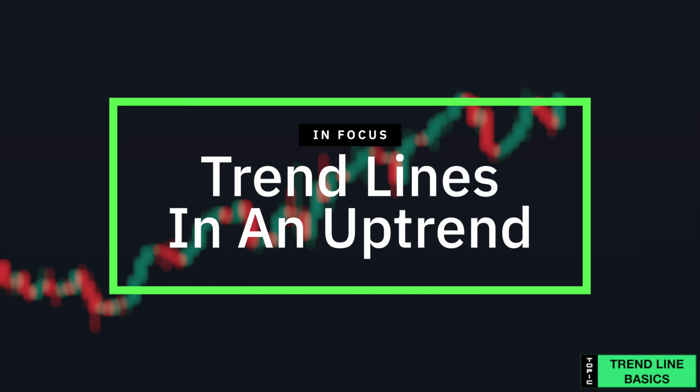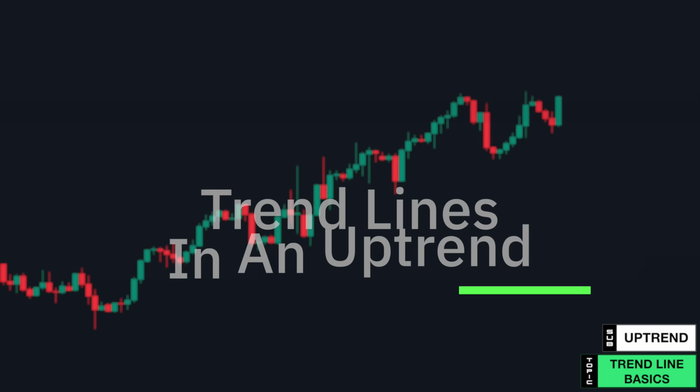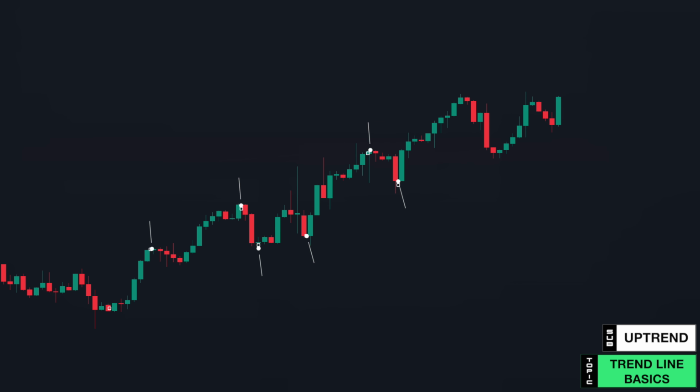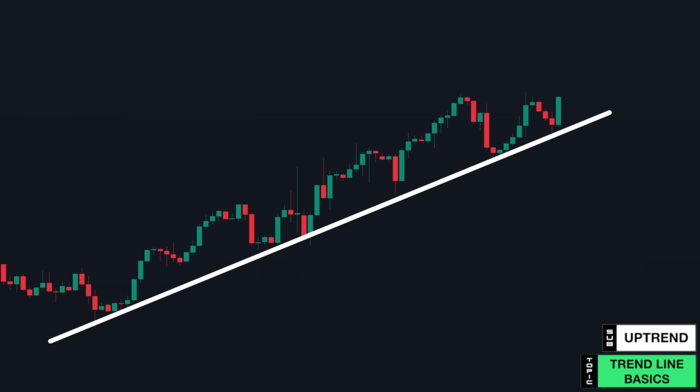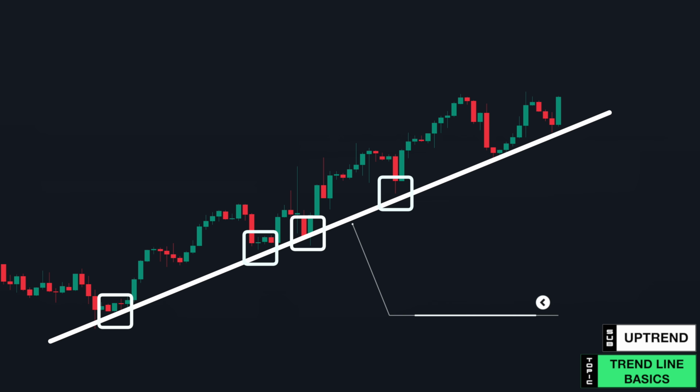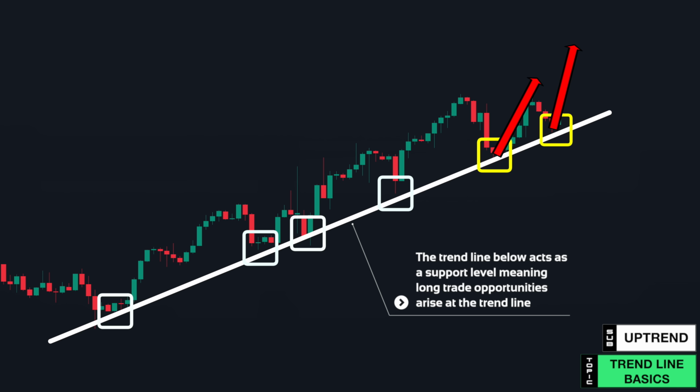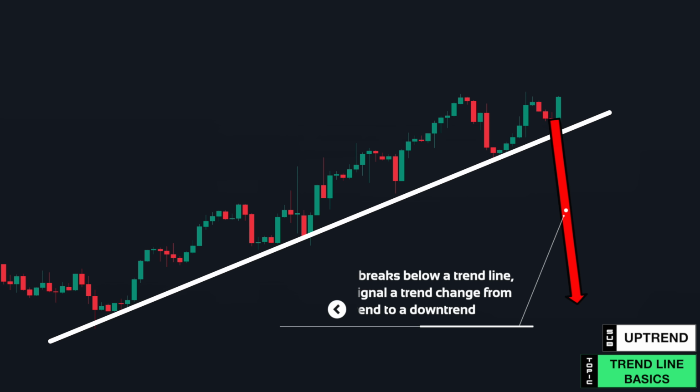Now going in the opposite direction. Trend lines in an uptrend. In an uptrend, price makes higher highs and higher lows. This allows you to place a trend line along the bottom, connecting the swing low points. This trend line acts as a support level, meaning long trade opportunities arise at the trend line. If price breaks below the trend line, it can signal a trend change from an uptrend to a downtrend.